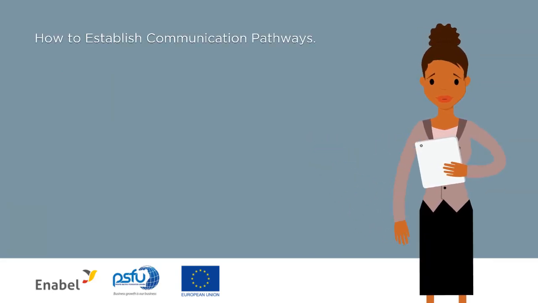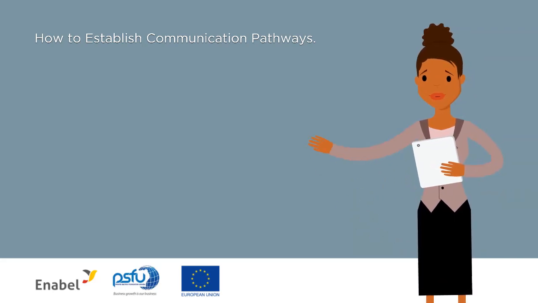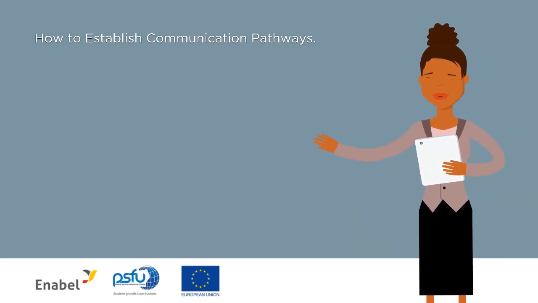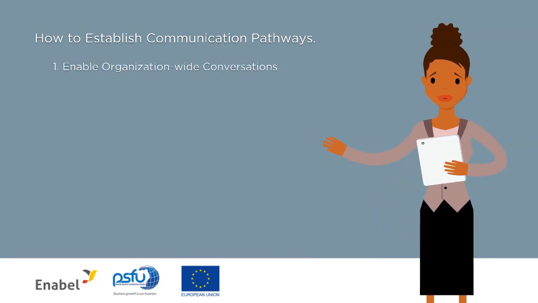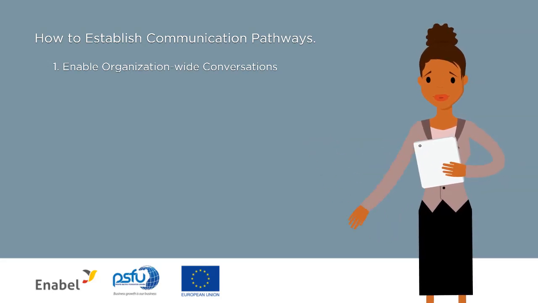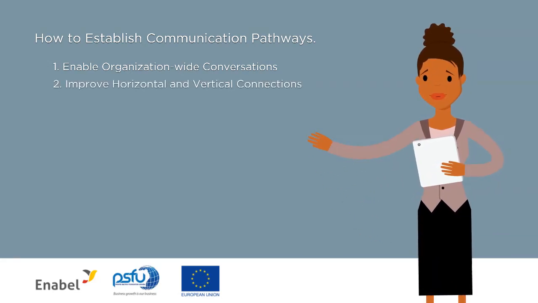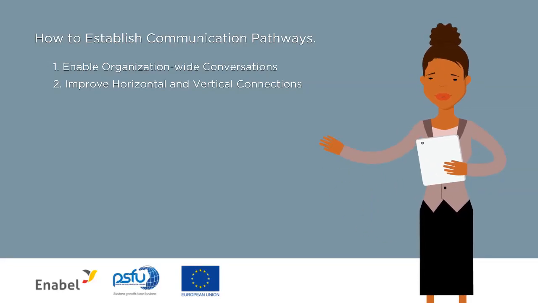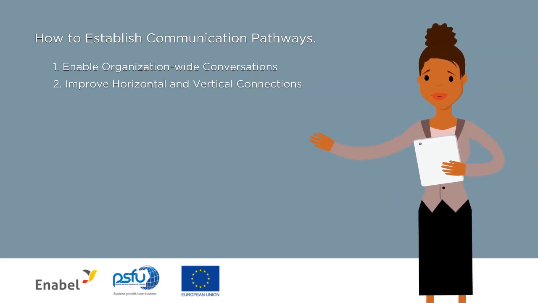How to establish communication pathways. Now, let's explore how to establish effective communication pathways. 1. Enable organization-wide conversations. Use tools like chat rooms and list servers to empower employees to exchange information, ideas, and questions. 2. Improve horizontal and vertical connections. Enhance both peer-to-peer and top-down communication using platforms like HipChat and programs connecting employees at all levels.